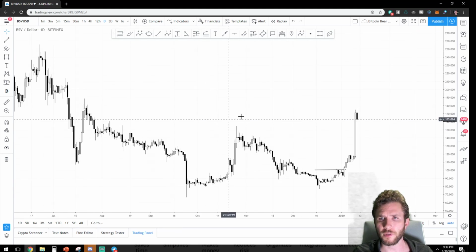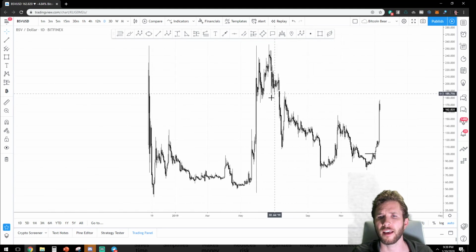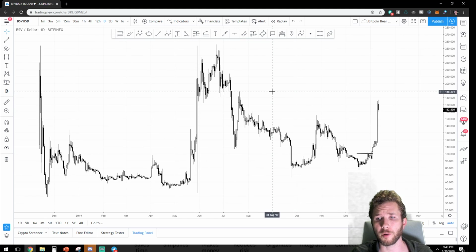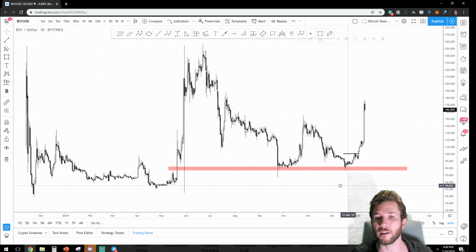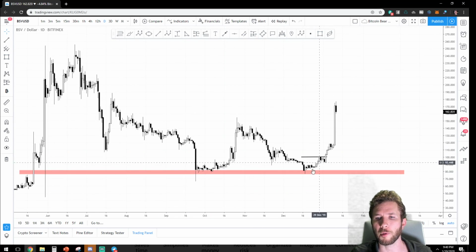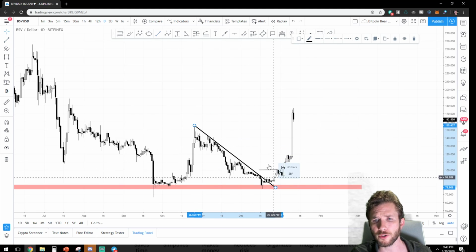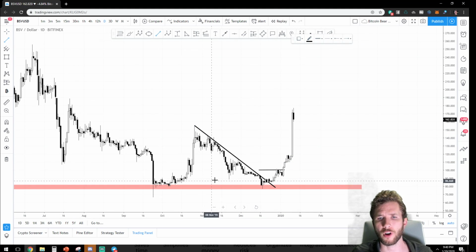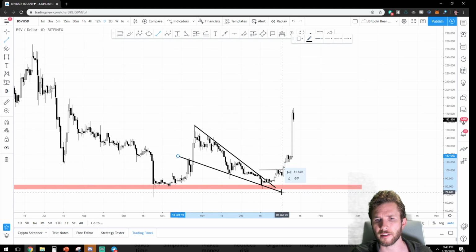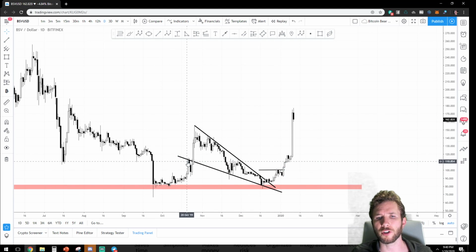So BSV is on Bitfinex. Looks like a pump and dump sort of Ponzi scheme. I'm not a huge fan of BSV personally. But what we can see here is we've got the double bottom. We had the very strong support level here, potentially double bottom. We had this nice falling wedge structure. I don't trade on Bitfinex, so I don't even know where I could buy BSV. It's not something that I'd ever look at, but we got this internal trend line here.